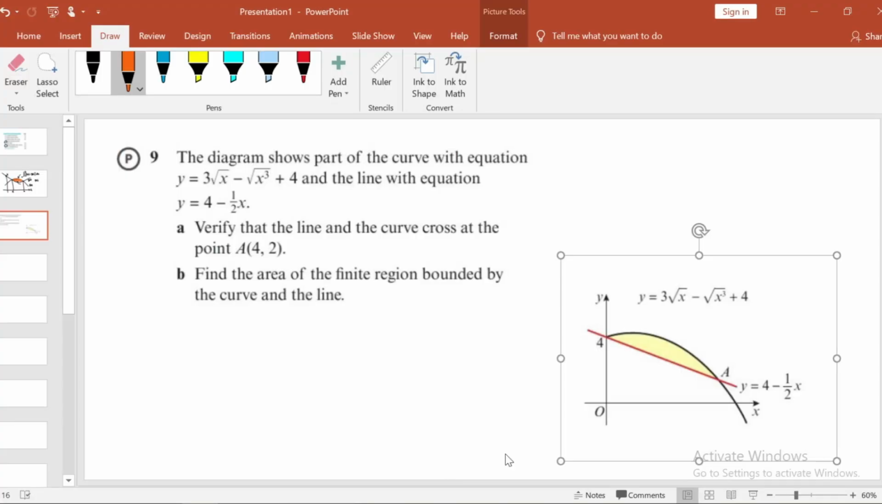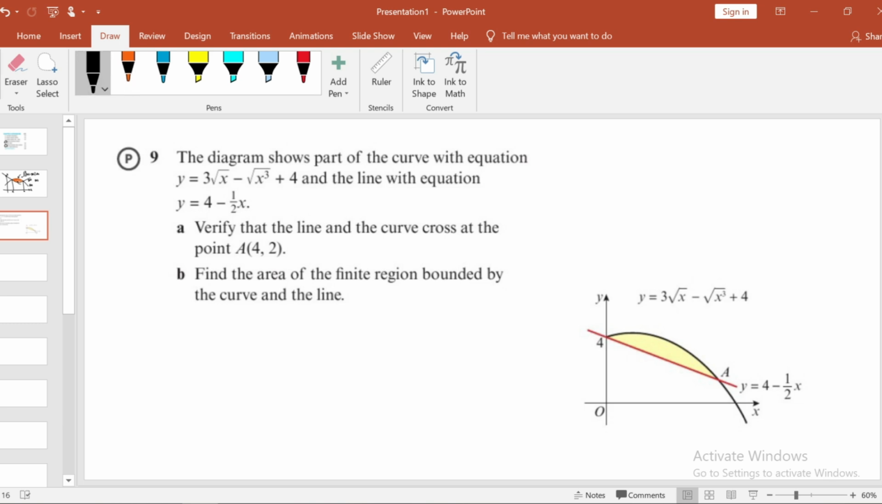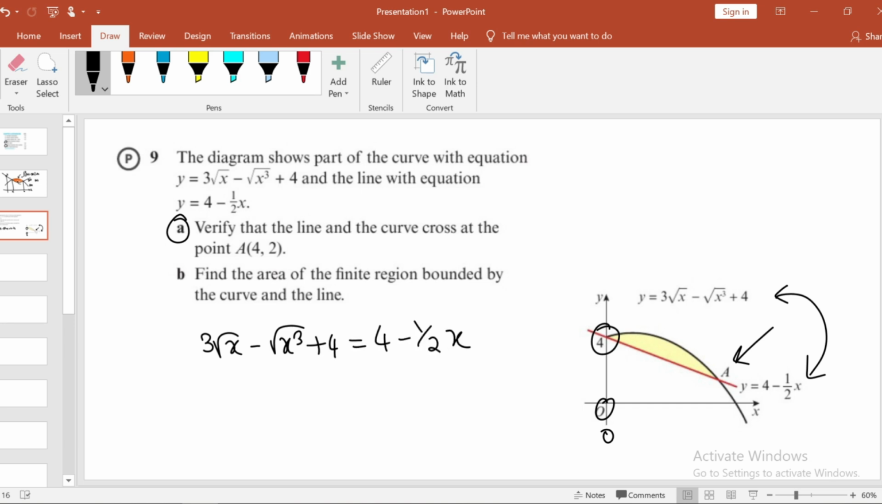Okay, here you have a curve and a straight line, right? You need to find the point of intersection first. One point is given already, it's 4, but the x coordinate is 0, right? And then they want you to find the coordinates of A. Part A, verify that the line cross at this point. So you need to find the point of intersection of these two. So equate them. 3 root x minus cube root of x cube plus 4 is equal to 4 minus half x, right? Just put everything one side.